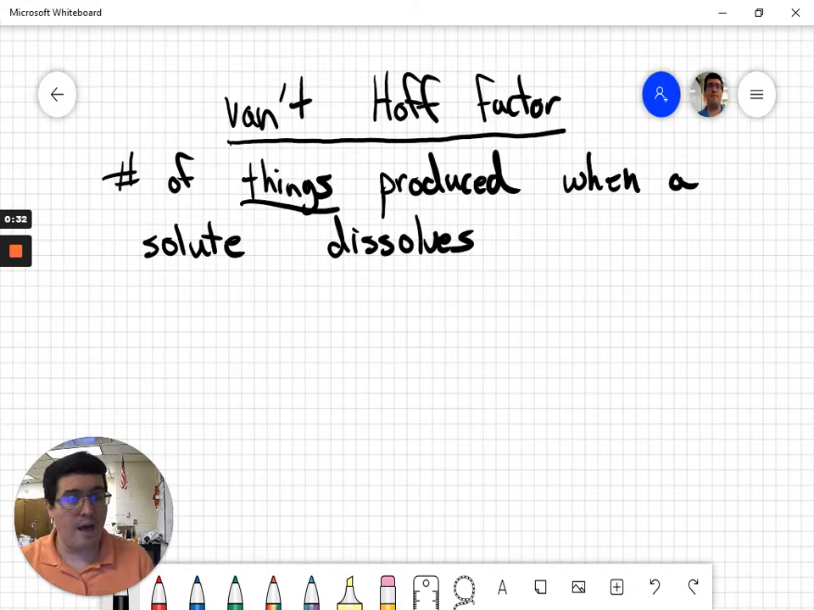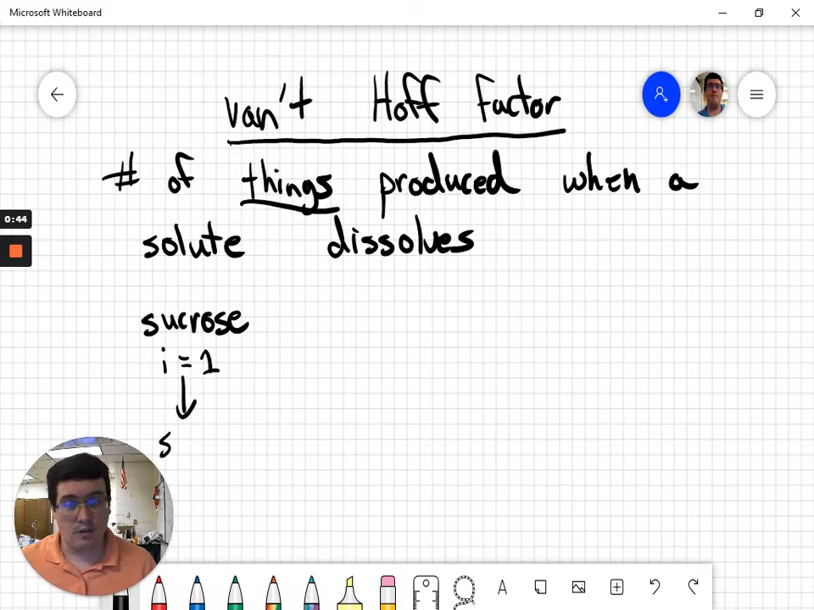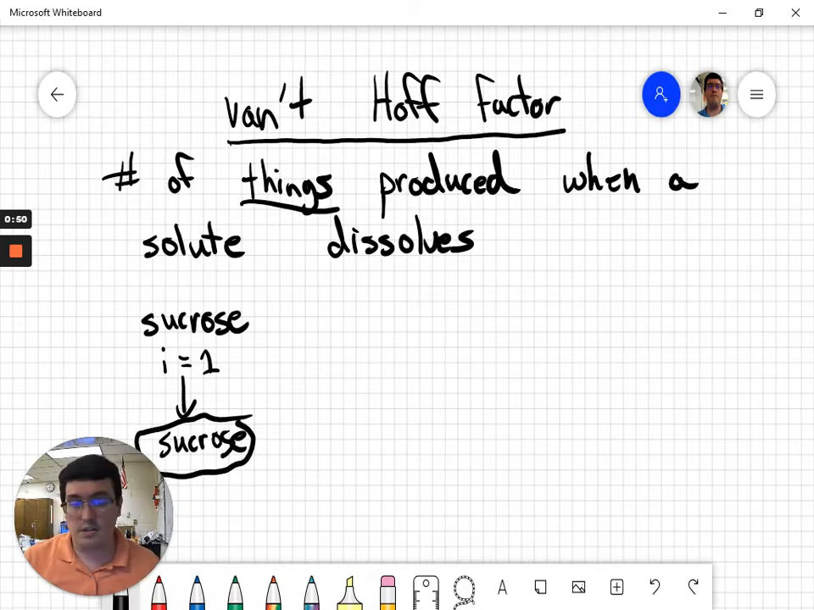And so in the lab, we talked about how sucrose has a van 't Hoff factor of 1. And the reason it has a van 't Hoff factor of 1 is in solution, it looks just like sucrose. It looks like molecules of sucrose. They don't break apart into constituent pieces, right? It stays as a molecule.